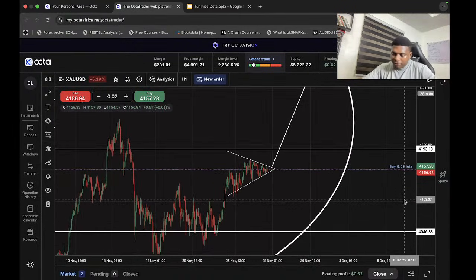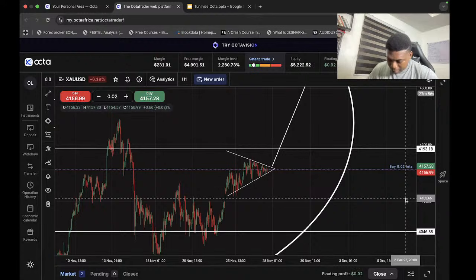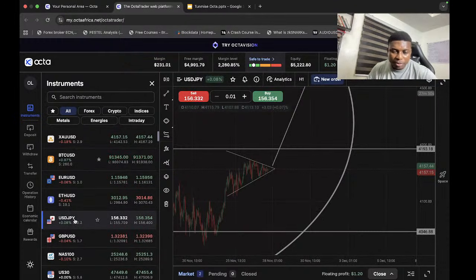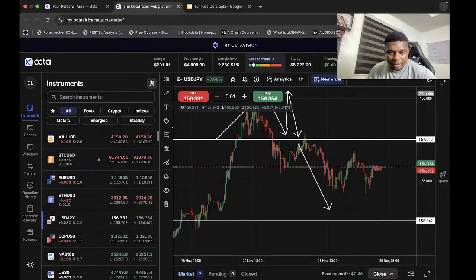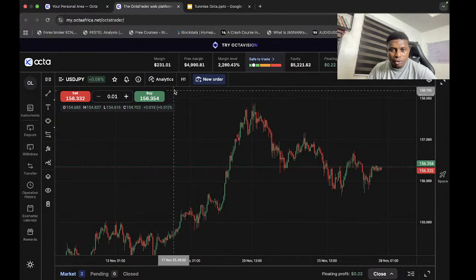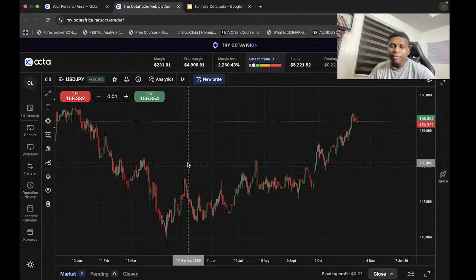Any question before we analyze USDJPY suggested by Abbas? All right, now let's look at USDJPY suggested by Abbas. So let's go to the daily time frame.